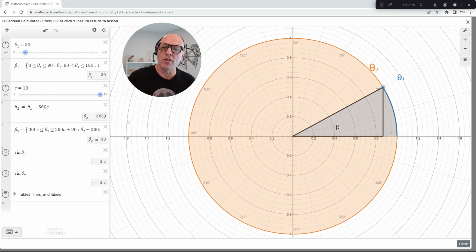And if I bring this all the way over to 10 complete cycles around the circle, 10 times 360 is 3600, plus 30 gives us another coterminal angle, 10 revolutions around at 3630 degrees. Notice that regardless of the coterminal angles, we have the same reference angle. Beta 1 for theta 1 is 30 degrees, and 30 degrees for theta 2 as well. And the same sine ratios as well, regardless of the coterminal angles. That remains constant.